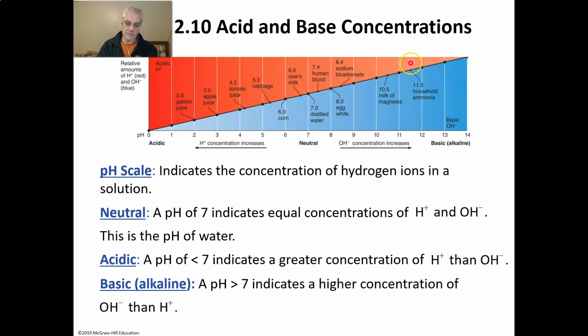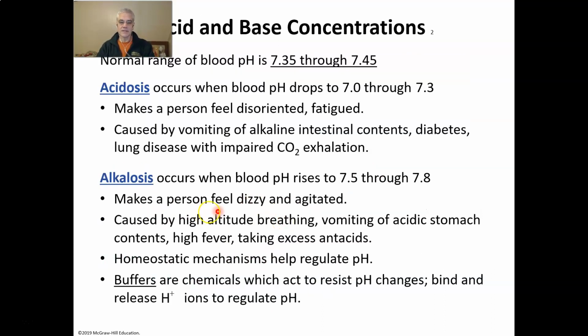Or alkaline, we would say. So, here's a scale. All right. Acid and base concentration, I've already told you, the normal range of blood is 7.35 to 7.45. It must be maintained. If that range of pH in your blood changes significantly, if it goes below that, if it becomes more acid, we call it acidosis.